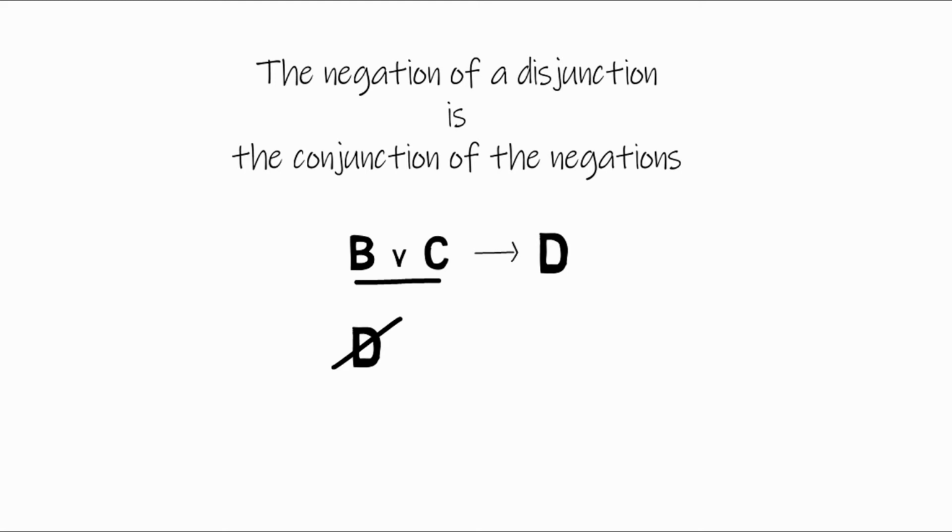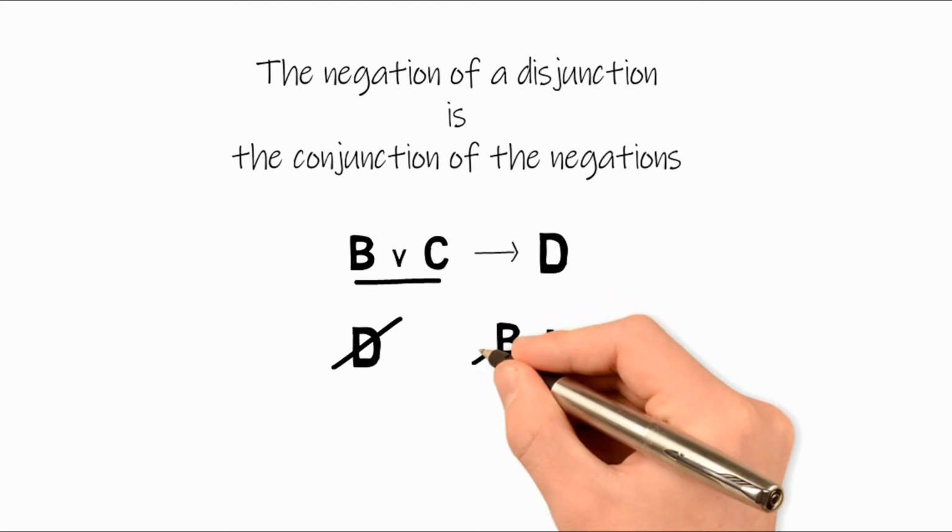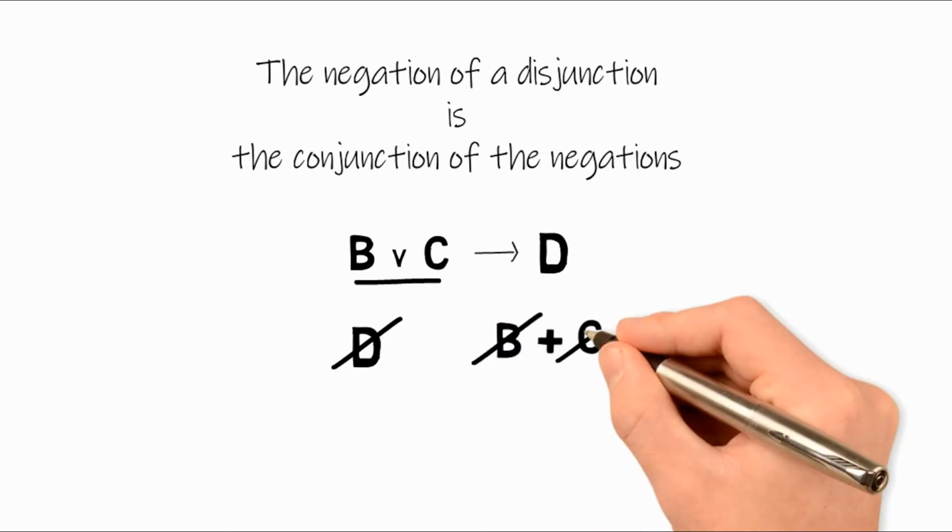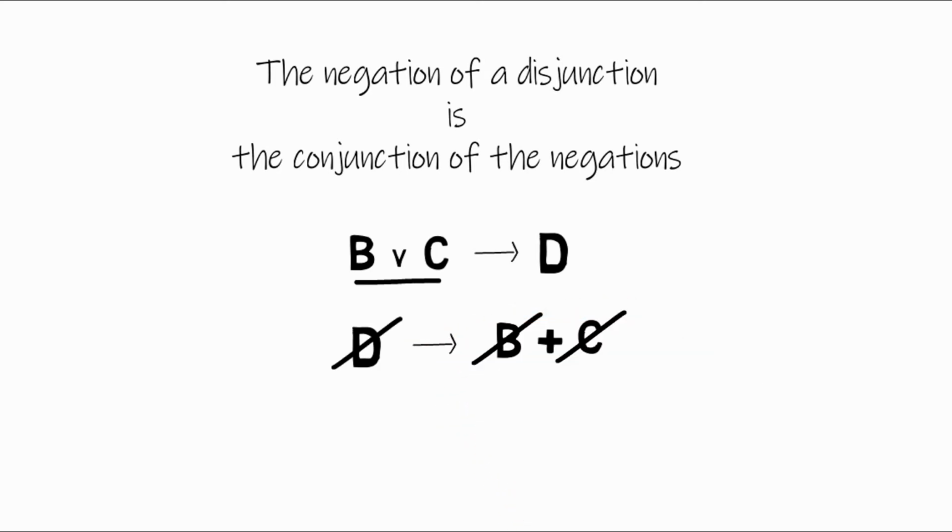All right, you ready? So first, we convert this disjunction to a conjunction. So we put that here. And then we take each variable and negate it. So we put the B here, we negate it. We put the C here, we negate it. We form the conditional between these two expressions, and that's our contrapositive.